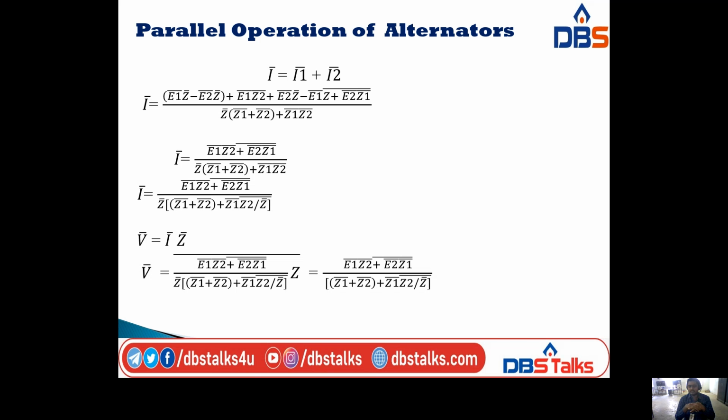We know terminal voltage V bar is equal to I bar into Z bar. So here I am substituting in the I bar place the above equation, that is V bar is equal to E1 bar into Z2 bar plus E2 bar into Z1 bar by Z bar of Z1 bar plus Z2 bar plus Z1 bar Z2 bar by Z bar, whole into Z bar. After simplifying this, we have E1 Z2 bar plus E2 Z1 bar by Z1 bar plus Z2 bar plus Z1 Z2 bar by Z bar. So this is the voltage equation of an alternator in parallel operation.